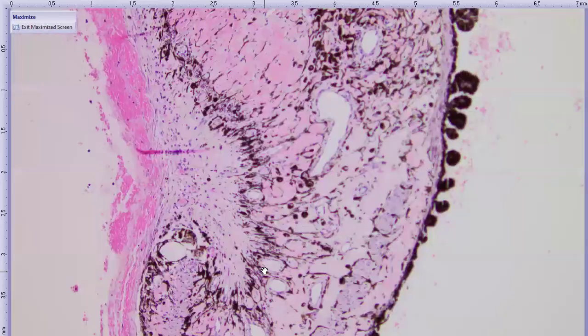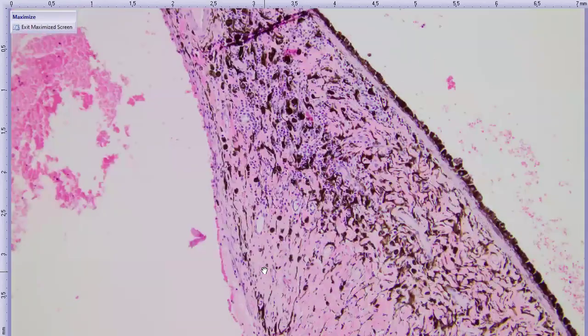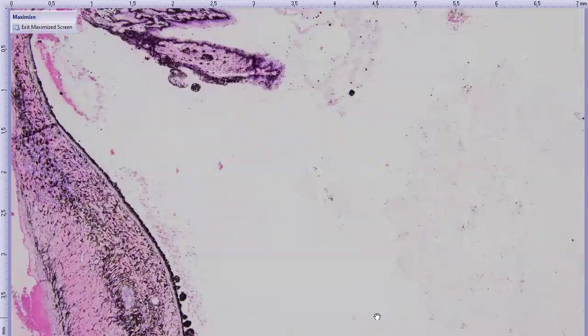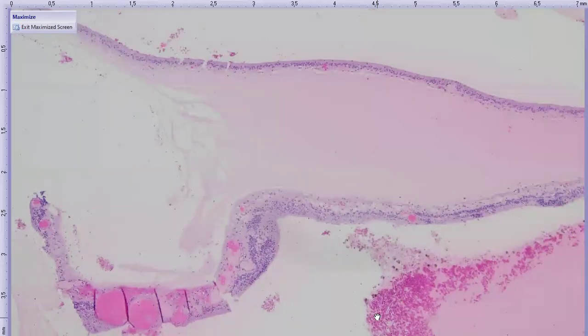I don't have too much else to say about the iris here. I think I showed kind of the main features. There's a very mild lymphoplasmacytic anterior uveitis, so some scattered lymphocytes and plasma cells in our iris stroma. I'd say most of our important features are going to be in the posterior segment here.